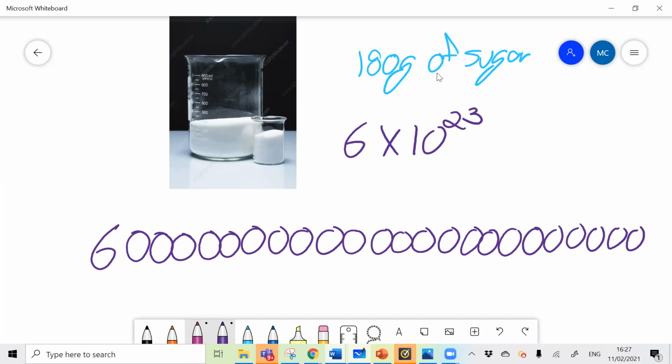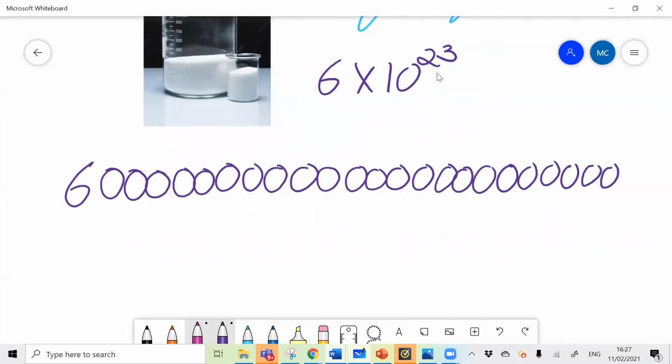Now, I remember back when I was your age, we were like, but how big can that number be? And my teacher was like, more than there are sand particles in the universe. More than there are stars in the universe. And we were like, whoa. And this number is called the mole. Okay? And this number is called the mole.